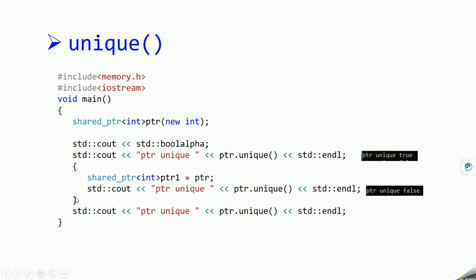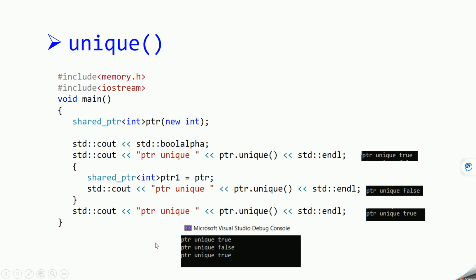So in this case it will give you output as false. And now this ptr1 scope is gone. So now what will happen, the scope is gone means this ptr1 will be deleted. So now at this line of code it will give you ptr unique, that is true, because now at this time there will be only one owner. Okay, so this is the final output.